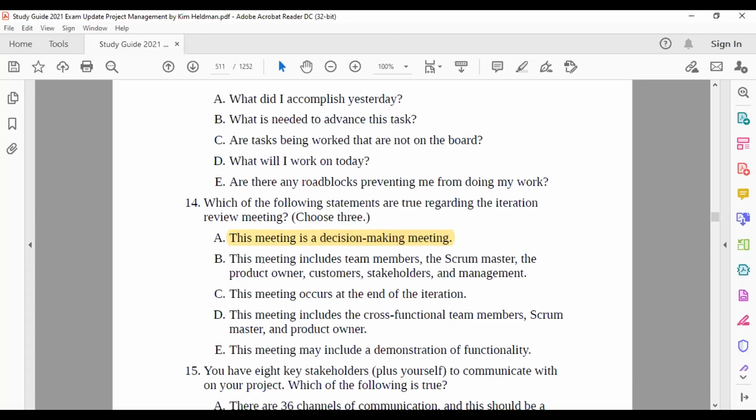Then, if you go to B, this meeting includes members, Scrum Master, Product Owner. Yes, this is correct. This meeting occurs at the end of iteration. Correct. This meeting includes cross-functional team members, Scrum Master, and Product Owner. What about other people? This meeting may include a demonstration. May include, yes, this is also correct. So, which one is not correct? A and D are incorrect. A, C, and E are correct.